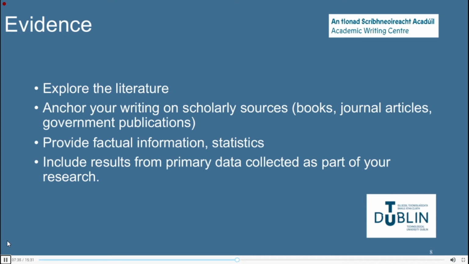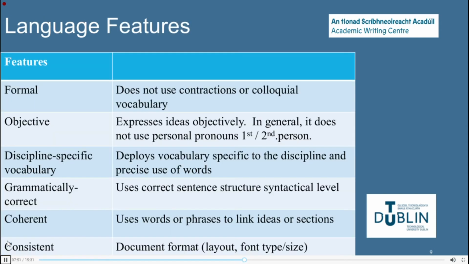When you're reading a scholarly publication again, try and identify how the author introduces evidence in his or her writing. Does it use quotation marks, summaries? Can you see how other authors are cited in the text?